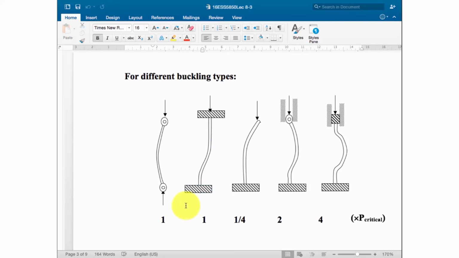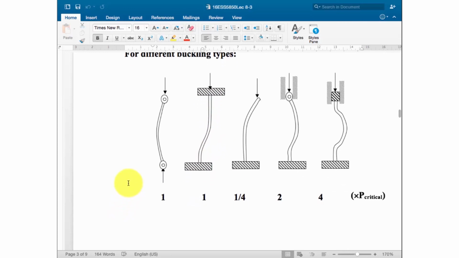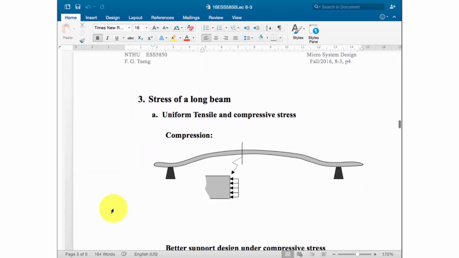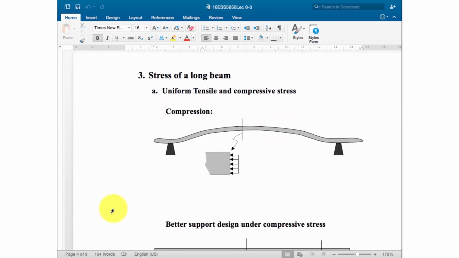Actually, for the individual cantilever, it looks more like this. But you need to remember, in your future design, you may encounter different types of beam design. So we still have some other things. Maybe we stop here to take a little break, and then come back later. Okay. Thank you.